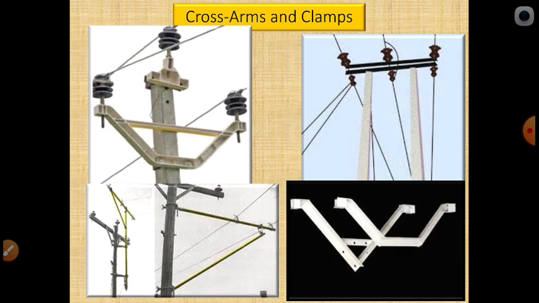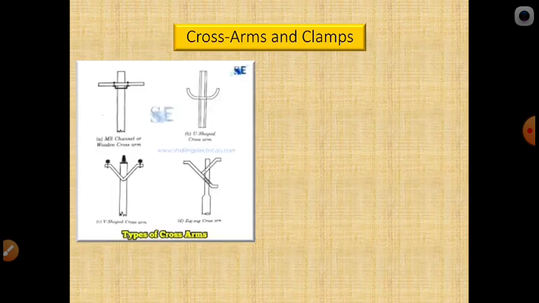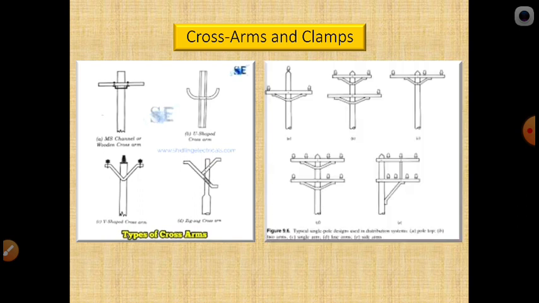And this is a V shape, different cross arms generally used here. Not only this one, in different applications you can see these different types of cross arms and clamps in different shapes. Based on our requirement, double cross arms are also required here. These are some of the cross arms you have to remember.